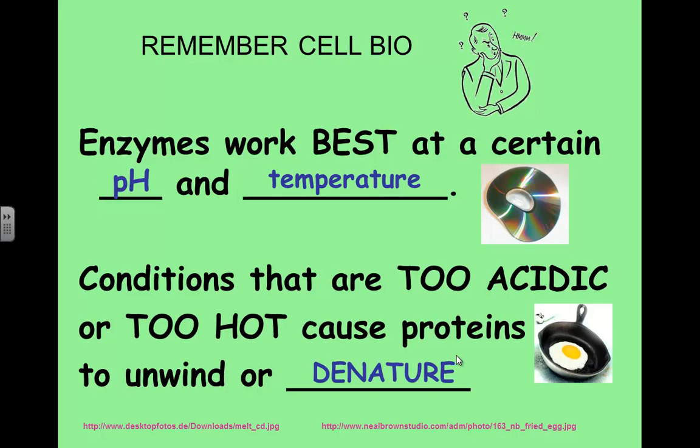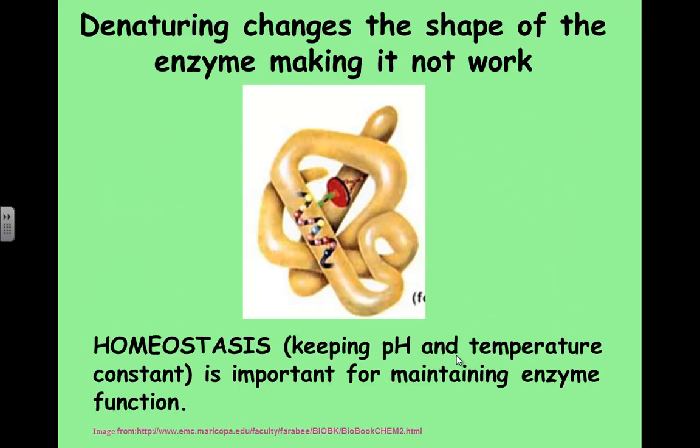Conditions that are too acidic or too hot cause proteins to unwind or denature, and so it changes shape and it can't perform like it once did. Denaturing changes the shape of the enzyme, making it not work. Homeostasis is keeping the pH and temperature constant, and is important for maintaining enzyme function.